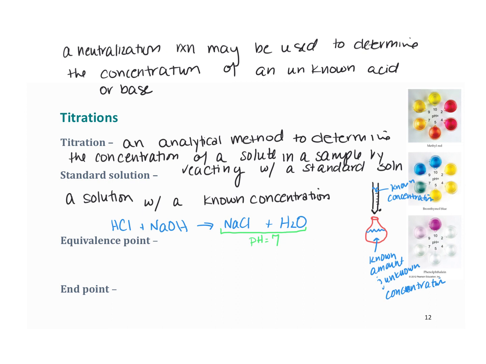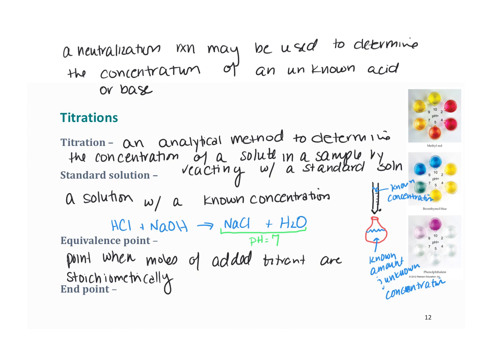So the definition of an equivalence point is just the point when the moles of added titrant are stoichiometrically, so that word's popping up again, and remember, stoichiometrically just refers to the molar ratio that we see here, equal to the moles of the substance being analyzed. So that means if we know 1 mole and we know they're equal, then the other has to be the same amount.